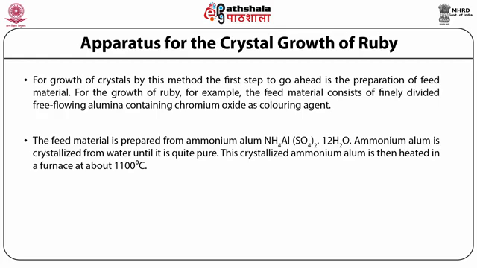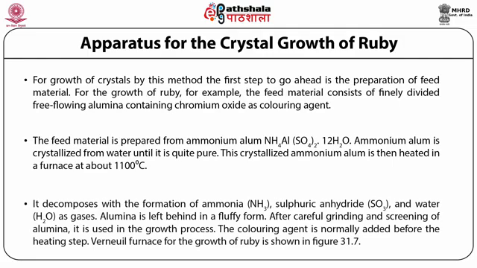The crystallized ammonium alum is then heated in a furnace at about 1100 degrees centigrade. It decomposes with the formation of ammonia, that is NH3, sulfuric anhydride, that is SO3, and water, that is H2O, as gases. Alumina is left behind in a fluffy form. After careful grinding and screening of alumina, it is used in the growth process. The coloring agent is normally added before the heating step.